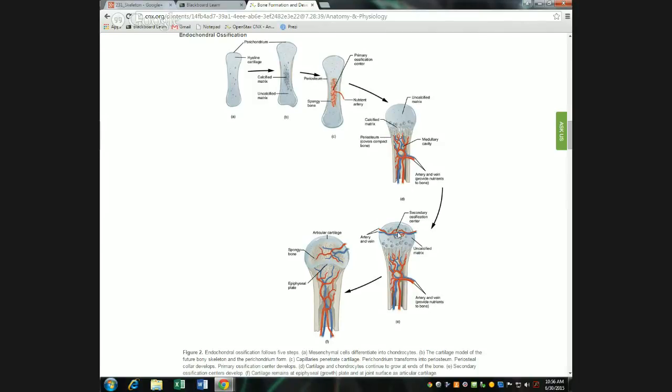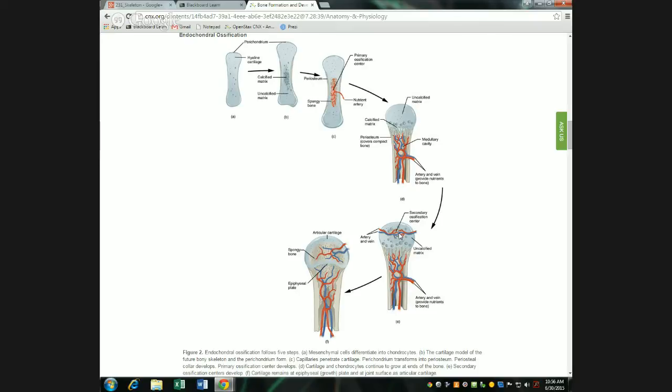Now, the metaphysis doesn't develop separately. Metaphysis is just the division or the transition between the diaphysis and the epiphysis. In this picture, they're showing one end of the bone, the other end of the bone, the exact same thing's happening. Okay, so both epiphyses develop the same way at the same time. Where the diaphysis starts to grow, we call this the primary ossification center. In the epiphyses, this is called a secondary ossification center. And there's another secondary ossification center in the other epiphysis.